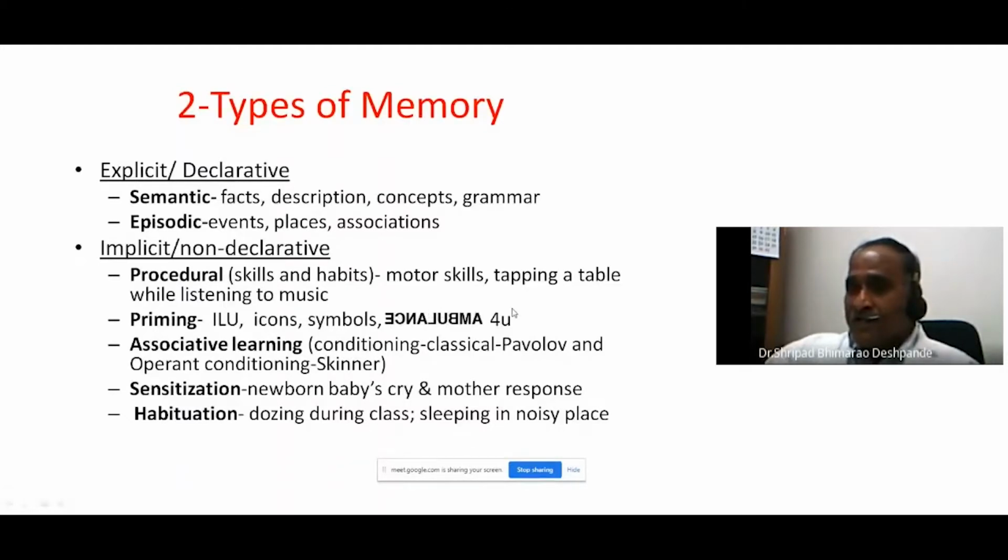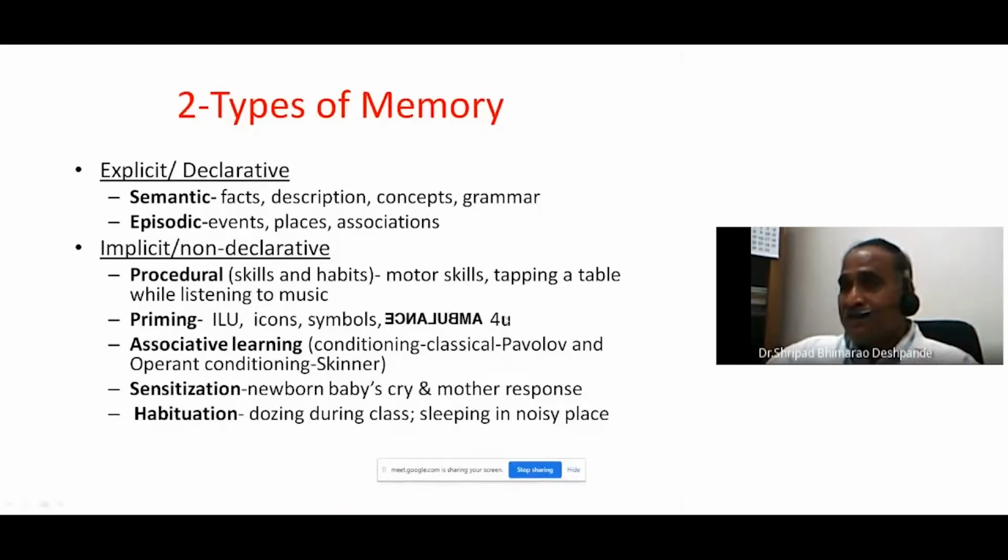What do you read here? You read ambulance, though it is meant as a mirror image. Even if I reverse the entire word, I read it as ambulance only, because I will not see the letters in reversed order. So this is what priming is. We are already primed about the ambulance and how it is spelled, and when we try to reverse it, our brain reverses it and gives you that. That's priming.